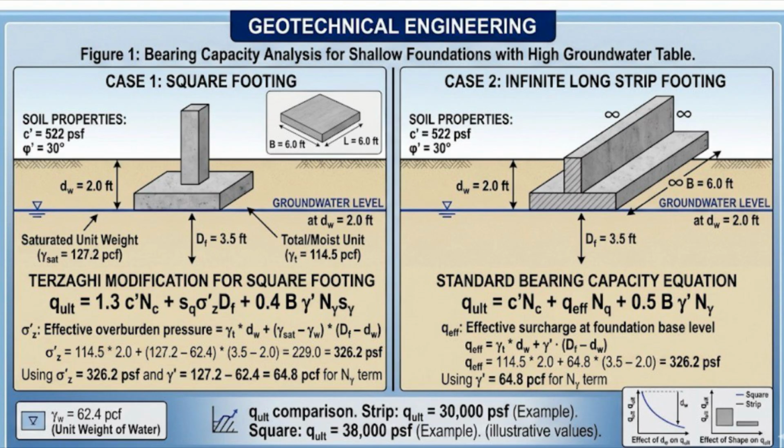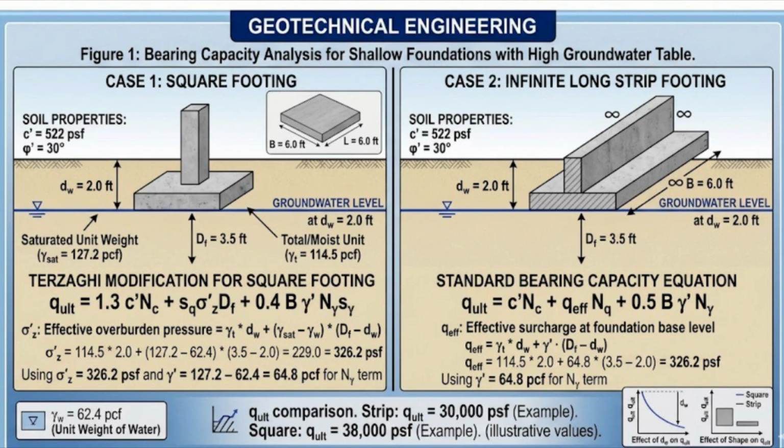The presence of water in the embedment zone means the effective overburden pressure, Q, is significantly diminished. If the water table is at the surface, Q is calculated using the submerged unit weight, gamma prime equals gamma sat minus gamma W, which can lead to a drastic reduction in the allowable bearing pressure compared to a dry site. The C, or cohesive component of the soil, provides a critical safety net in these scenarios.